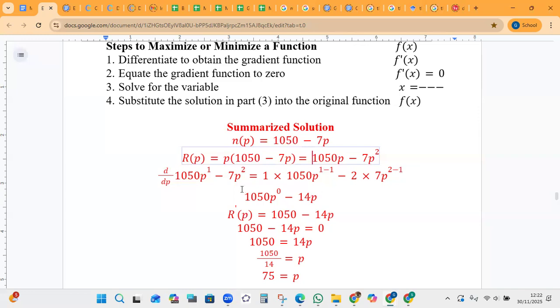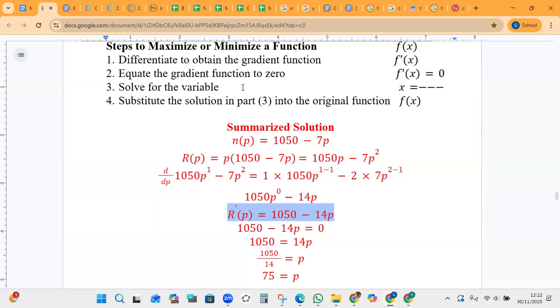So 1050p turns to 1050 because p to the 0 is 1, because 1 minus 1 is 0, right? So we are left with 1050. And here now, minus 2 times 7 is minus 14. 2 minus 1 is 1, minus 14p. So this R prime function is actually a gradient function.